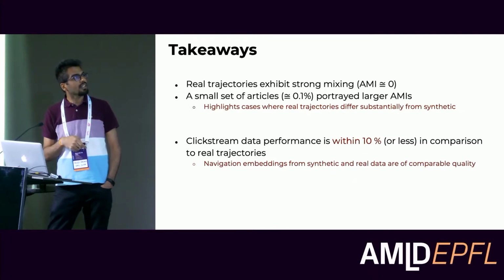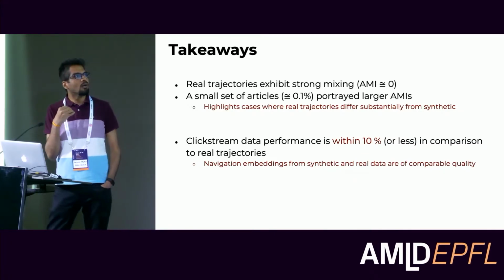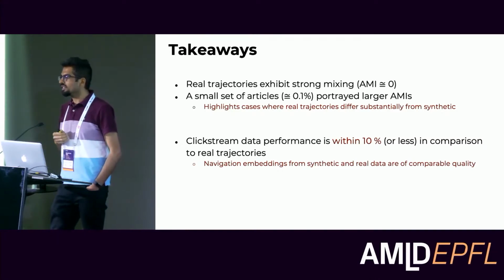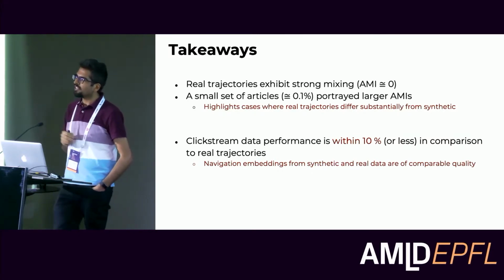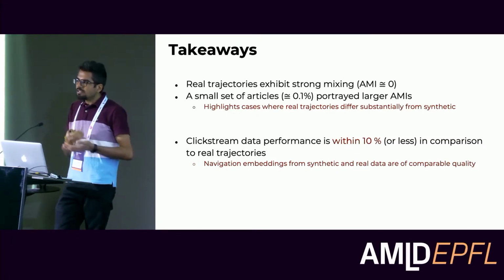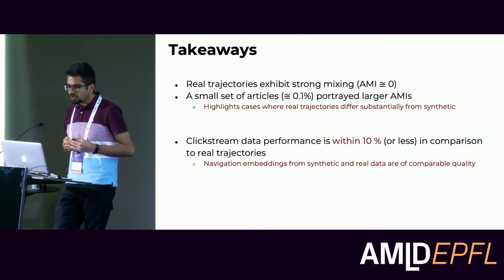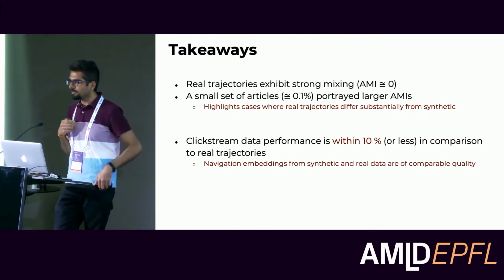The other important point here is that the clickstream data performance is usually within 10% when compared to models trained using real trajectories. And the important part here is that we also trained what we call navigation embeddings, which capture the behavior of the users. The properties of these embeddings were measured by looking at the performance that we can see in these downstream tasks. And what we observe is that these embeddings are quite close to each other in terms of their performance. So we can still learn behavioral embeddings by just using synthetic data from Wikipedia.